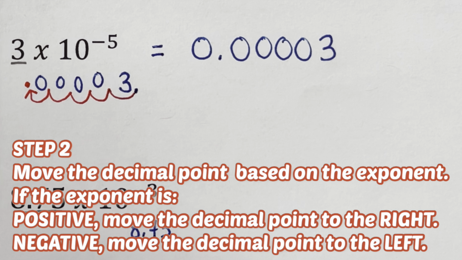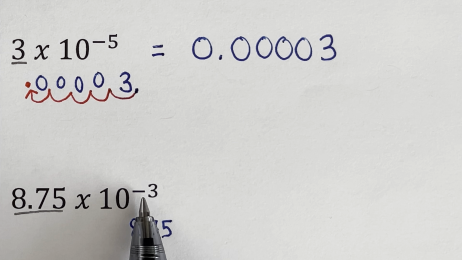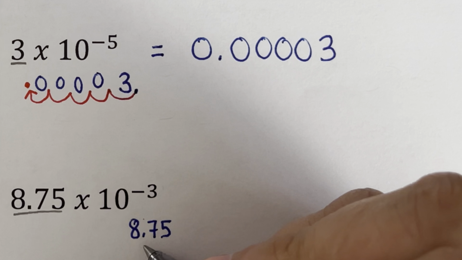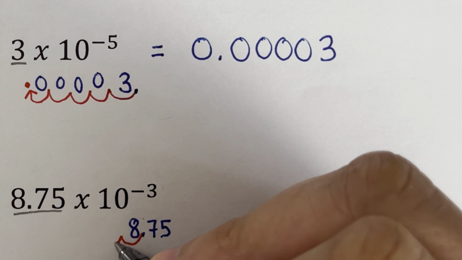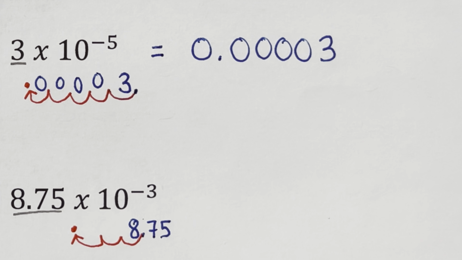The second step states that we're supposed to move the decimal point based on the exponent. If the exponent is positive, move the decimal point to the right. If the exponent is negative, move the decimal point to the left. Since this is a negative 3, we're moving the decimal point 3 places to the left. So that's 1 place, 2, 3. So this is where the dot is going to sit. So then we are now ready to move on to the third step.